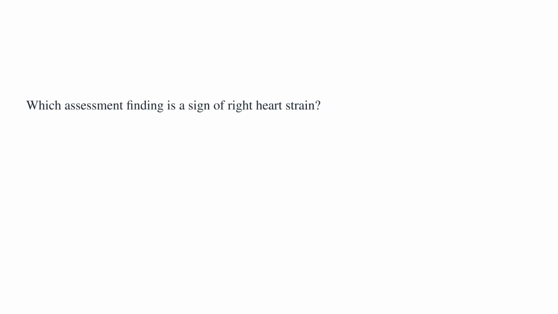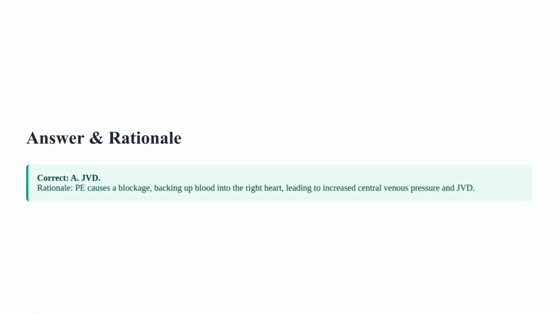Which assessment finding is a sign of right heart strain? Is it jugular venous distension, peripheral pallor, bounding pulses, or crackles in the lungs? The correct answer is A, jugular venous distension, or JVD. JVD is a key sign of increased pressure and strain on the right ventricle, often seen in significant PE.